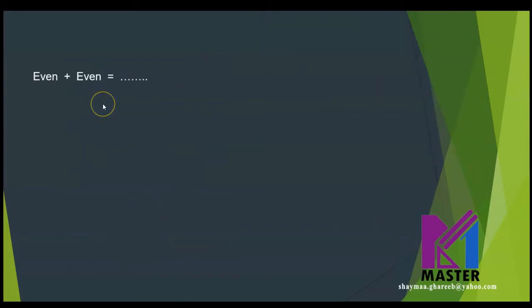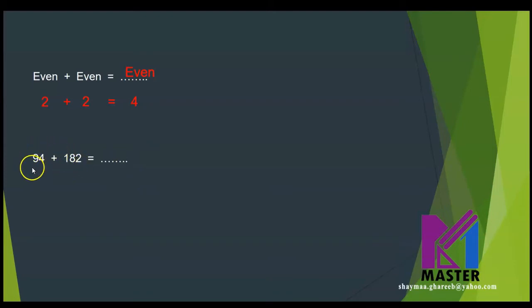Here, even plus even, it's even. What about if I have numbers and I want to just write even or odd in the answer? You don't need to do the calculation. You don't need to add these two numbers to find out if the answer is even or odd. For example, this number is an even number and this number is an even number as well.